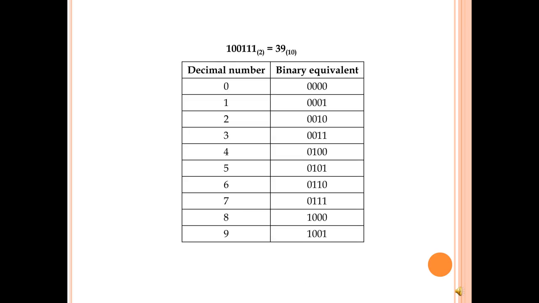Now here we can see one table, how it gets initiated. So we can see the specified decimal number starts with number 0, ends with number 9, and the binary equivalent to each decimal number is based upon this.